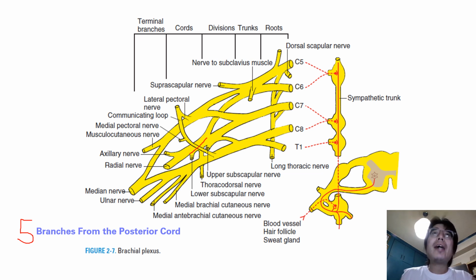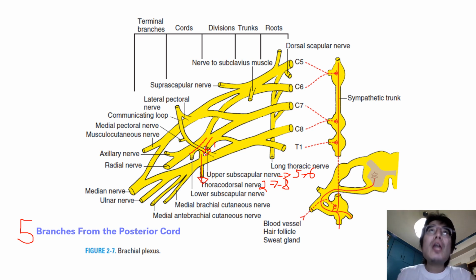Let us start with the upper subscapular nerve over here. The upper subscapular nerve innervates the upper portion of the subscapularis muscle. It traces its origins from C5 to C6. Next, the thoracodorsal nerve over here. The thoracodorsal nerve runs behind the axillary artery and accompanies the thoracodorsal artery to enter the latissimus dorsi muscle. It traces its origin to the C7 to C8 roots.